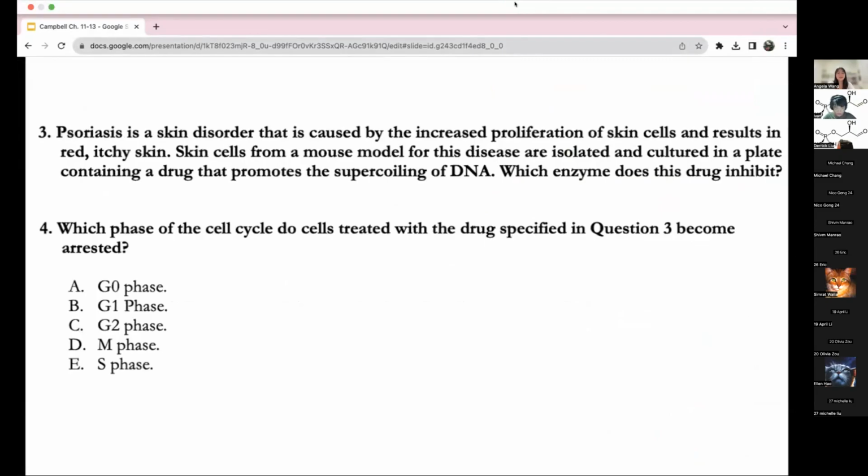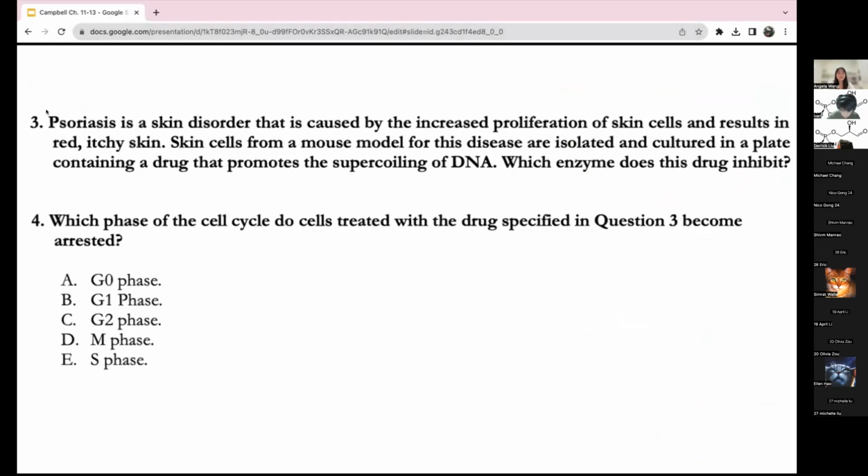So this one is a two-part-ish question, but number three is not very related. So this is a skin disorder caused by an increased proliferation of skin cells. Skin cells from a mouse model for this disease are isolated and cultured in a plate containing a drug that promotes the supercoiling of DNA. Which enzyme does this drug inhibit? Which phase of the cell cycle do cells treated with the drug specified in question 3 become arrested?